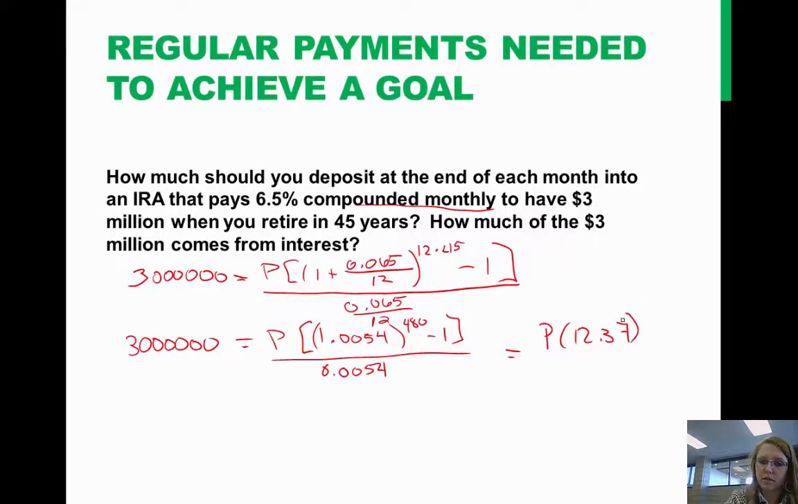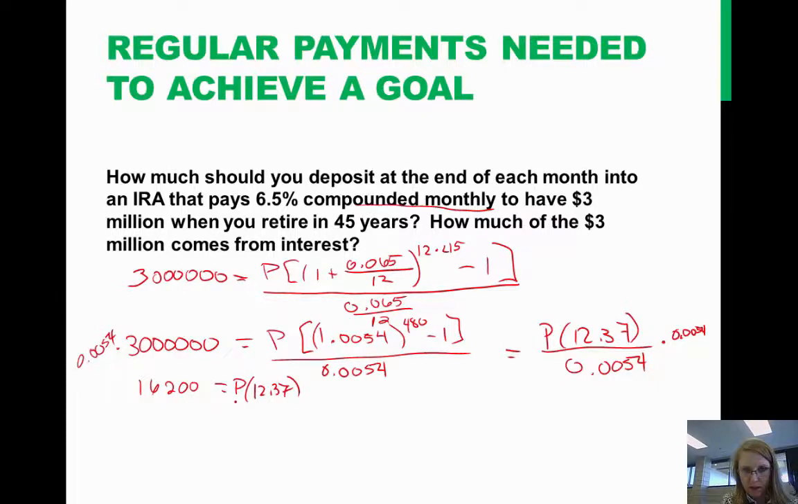Well, actually, let's go back. It's not quite that. Yeah, divided by 0.0054. Okay, so we have 3 million equals this, and now we want to get P by itself. So I'm going to multiply both sides by 0.0054. And when I do that, I get 16,200 on this side. And on the right, I still have P times 12.37. And I still need to get P by itself, so I'm going to divide both sides by 12.37.